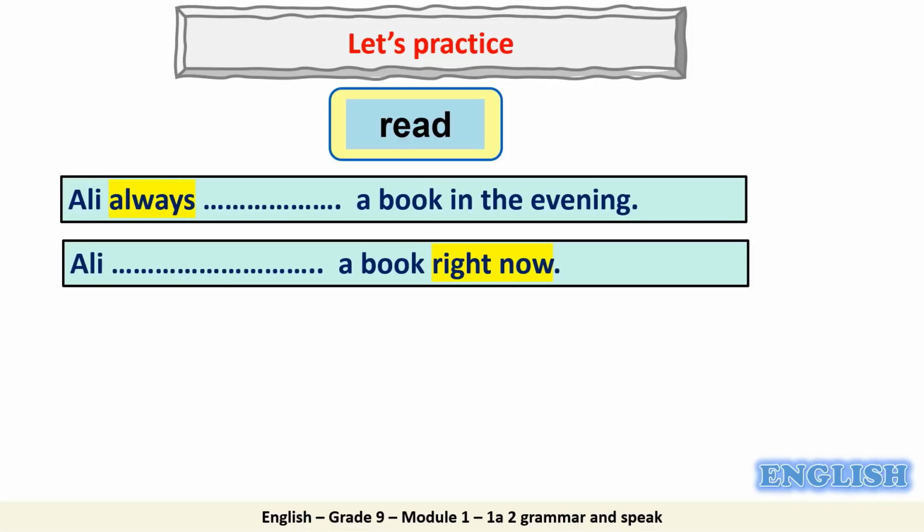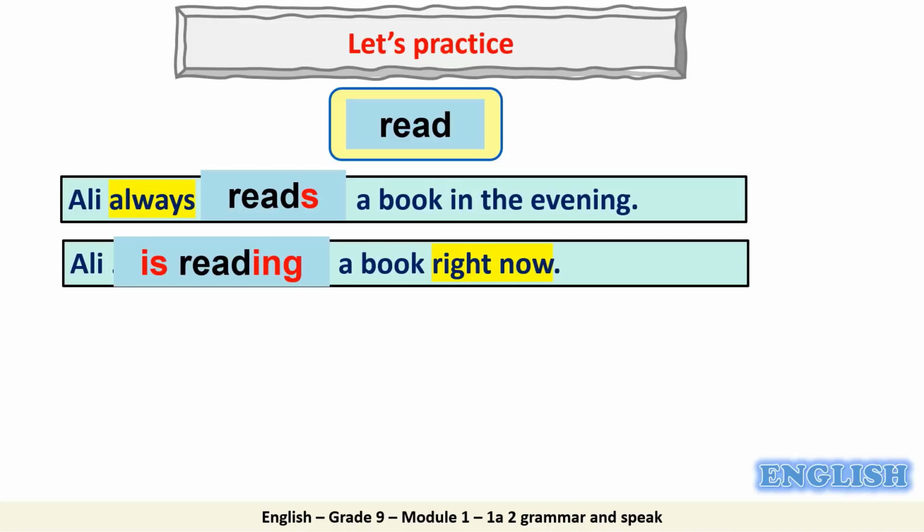The first sentence, Ali always reads. Present simple. Ali always reads a book in the evening. The highlighted word always guided us to choose the correct tense. The second sentence, Ali is reading a book right now. Present progressive. The highlighted words right now guided us to choose the correct tense.